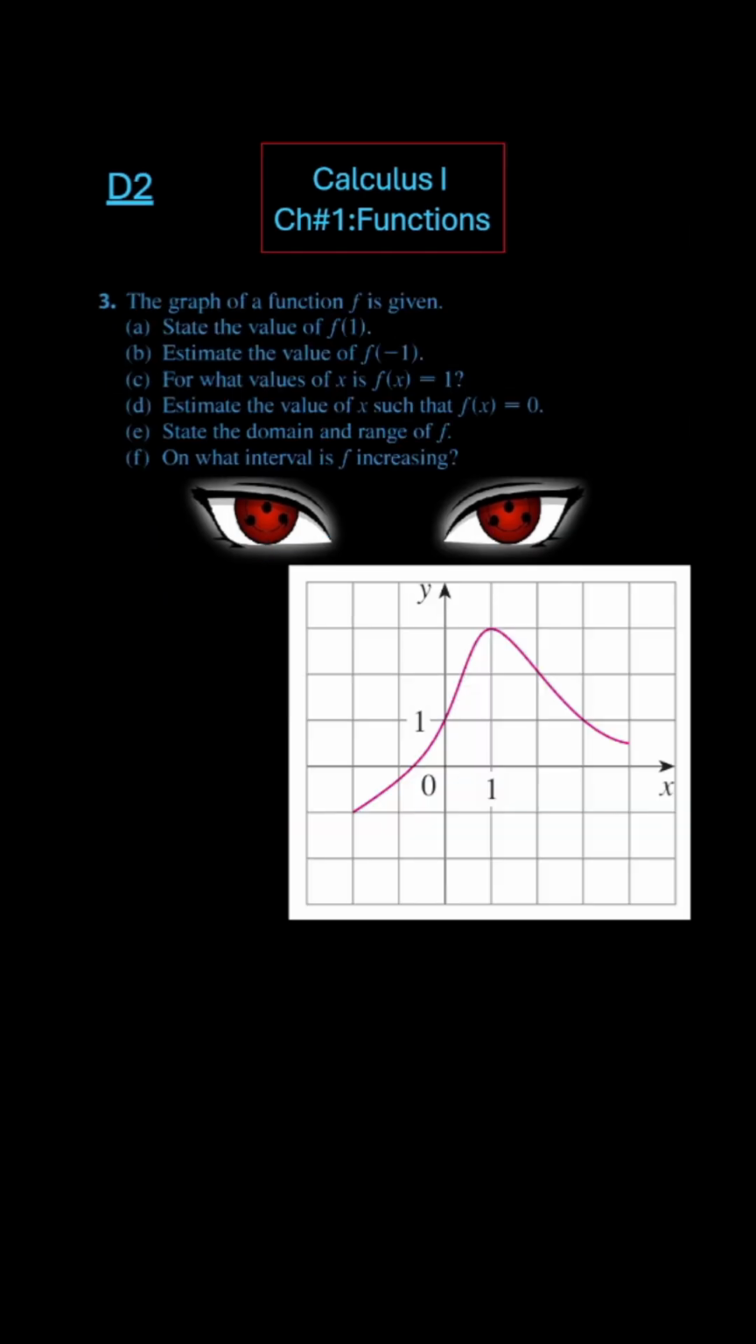This question teaches us how to read the function graph. The graph of the function f is shown. For part A, we are asked to find the value of f of 1. To do this, we locate x equals 1 on the horizontal axis, move straight up to the graph, and read the corresponding y value. The point is at the top of the curve, which has a y value of 3. Therefore, f of 1 is 3.